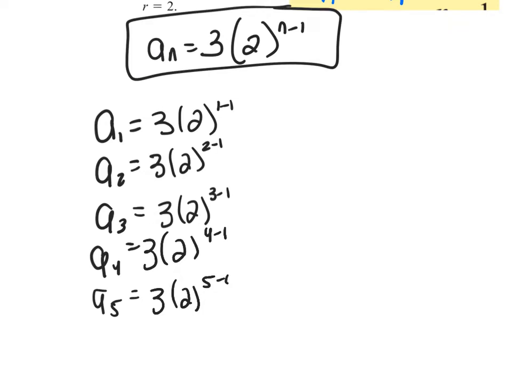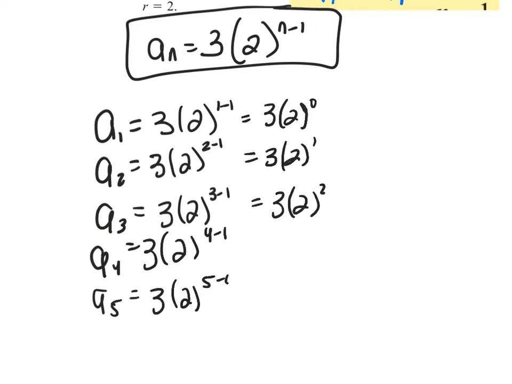You can simplify it. You can say this is 3 times 2 to the 0. This is 3 times 2 to the 1. 3 times 2 to the 2. 3 times 2 to the 3rd. And 3 times 2 to the 4th, right? But remember, guys, you're raising to the power, then multiplying by 3. It's not 6 to the 0 power, then 6 to the first power, 6 to the second.